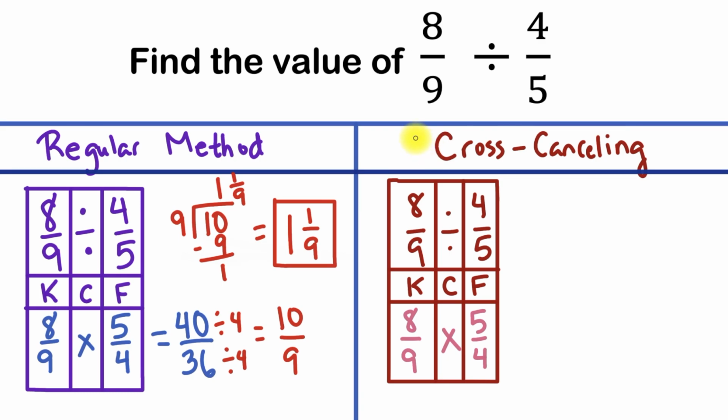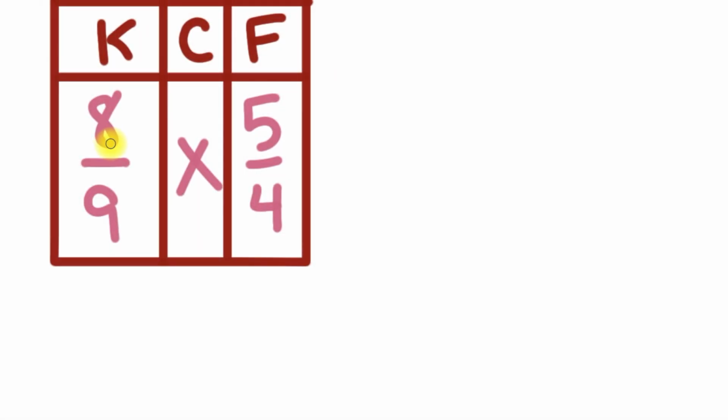Now here's where the cross-canceling kicks in. Let me actually zoom in a little bit. What happens with cross-canceling is we look at our fractions diagonally. And if they can both be divided by the same number, we do that division. That gives us smaller numbers to work with. That's why cross-canceling is so helpful.